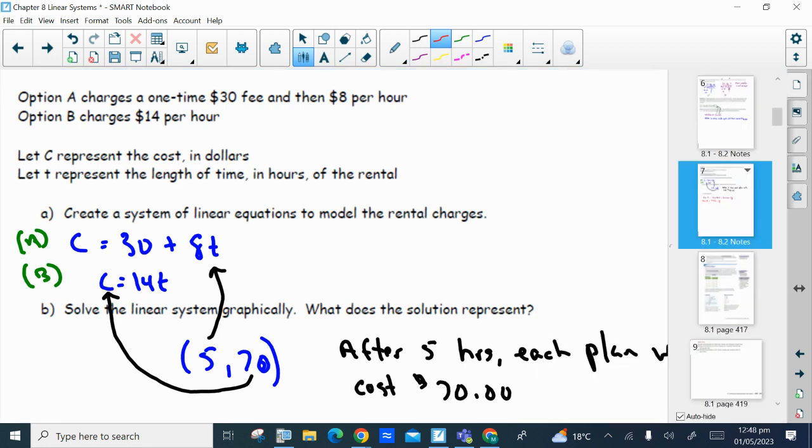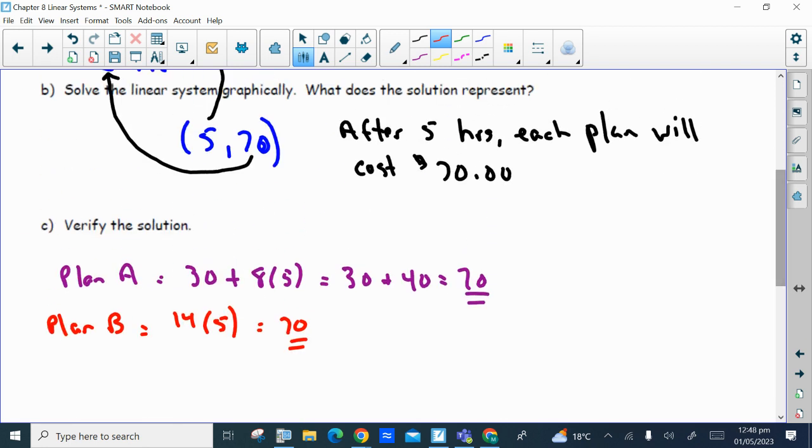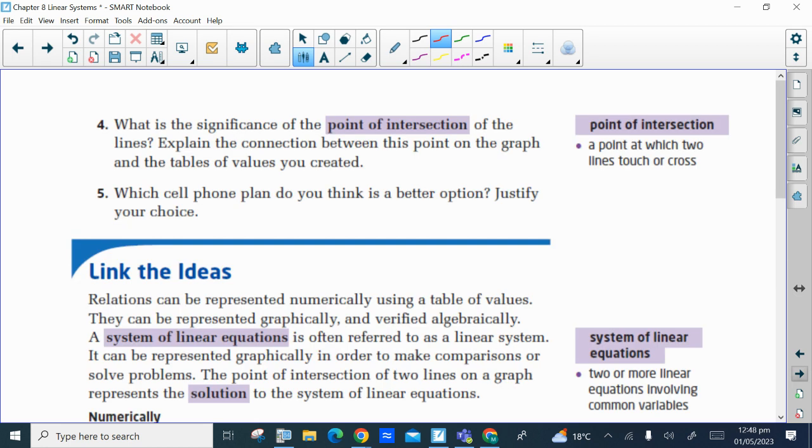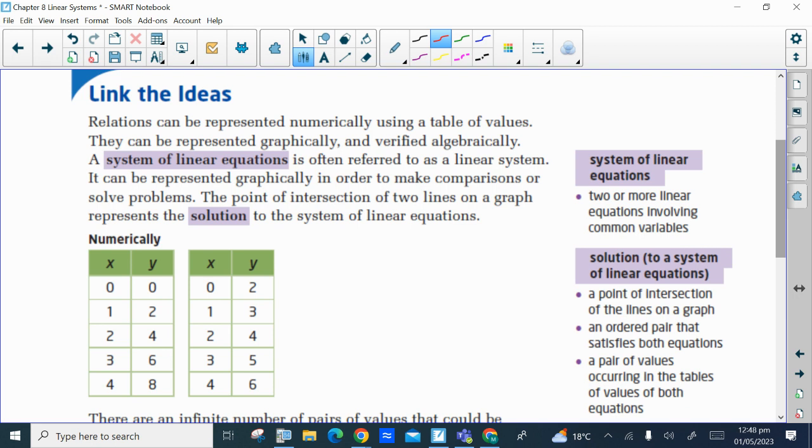Okay, so there's that one done. And again, having the graphing calculator is quite advantageous. So again, relations can be represented numerically using a table of values. They can be represented graphically and verified algebraically.